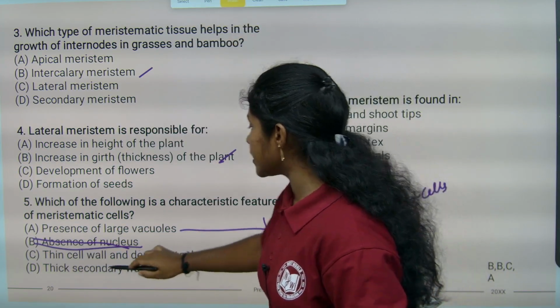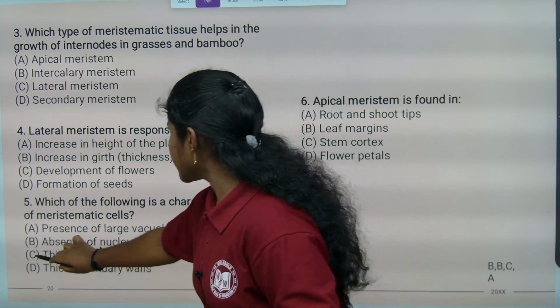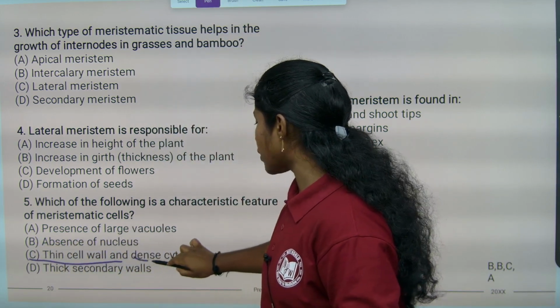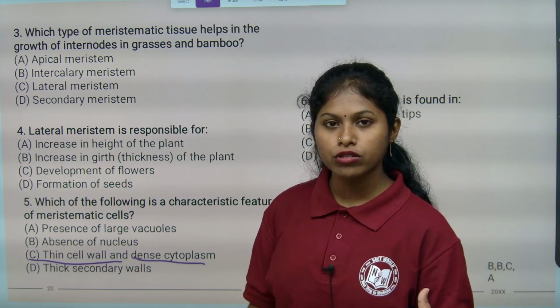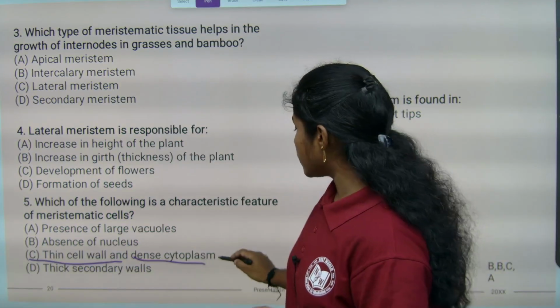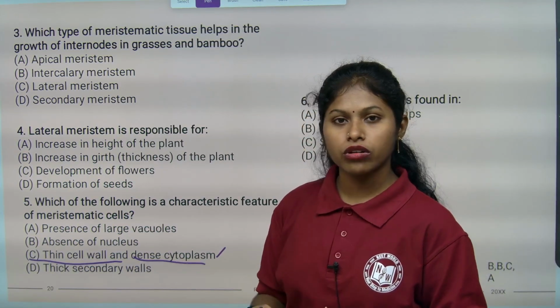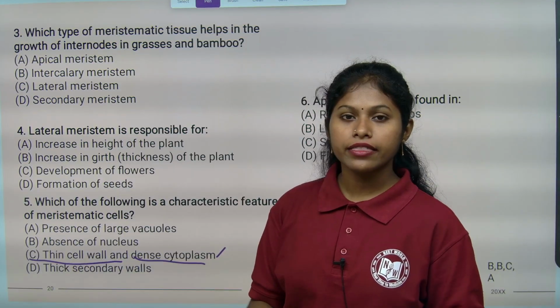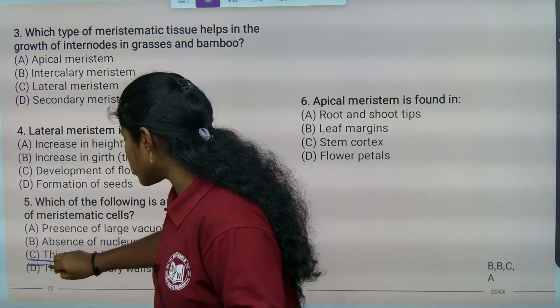Of course, they have a thin cell wall made up of cellulose and dense cytoplasm, which helps in actively participating in cell division. The cytoplasmic ratio is higher in the meristematic tissue because they are actively participating in cell division, right? So thick secondary walls is also not the correct option here.